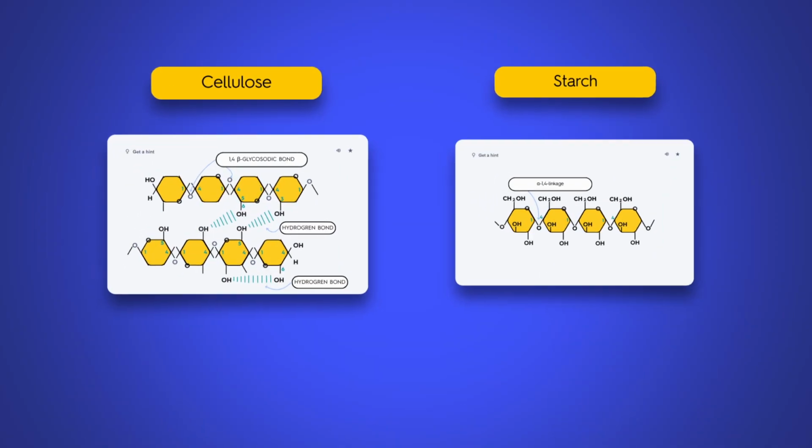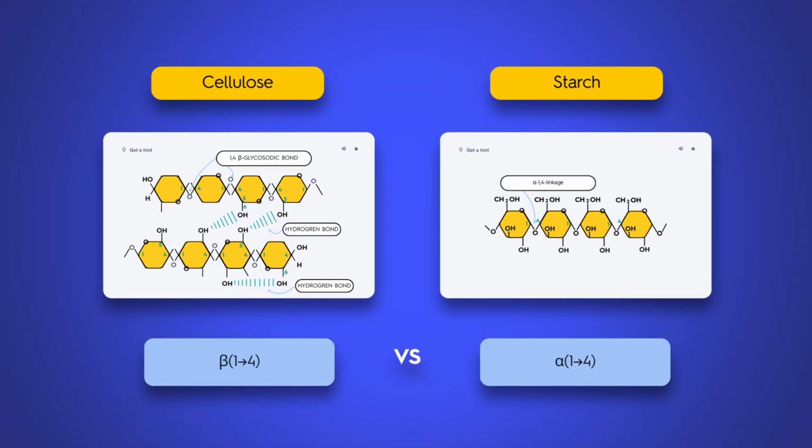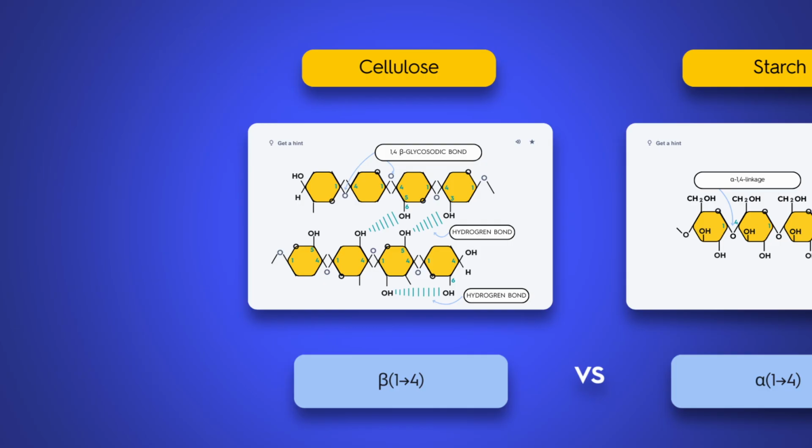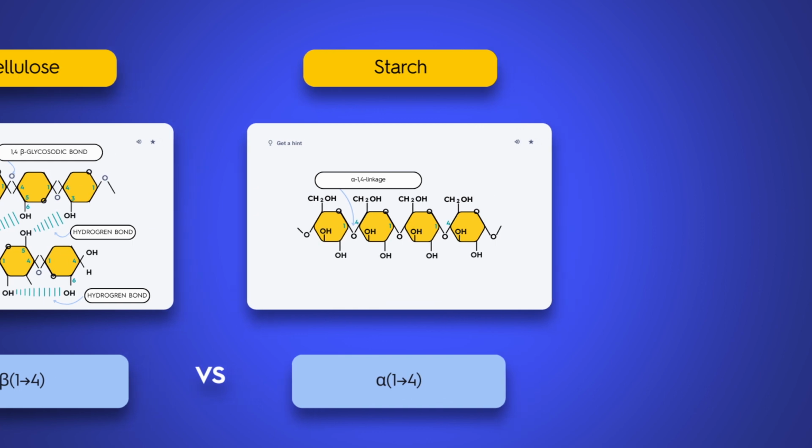Here's what really matters. The type of link changes everything. Beta 1,4 links make cellulose chains that pack into tough fibers. Alpha 1,4 links let starch coils bend and store energy more easily.